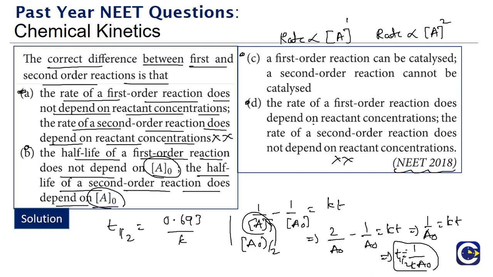So we see that the T half is depending on the A0 value. Only for the first order reaction T half does not depend on the A0 value. So this is the correct difference between the first order reaction and the second order reaction. We can look at option C also. Option C is saying that a first order reaction can be catalyzed, a second order reaction cannot be catalyzed. No, this is incorrect. Why? Because catalysis is a process where we speed up the rate of the reaction. It can be there for any reaction, whether it is first order or second order.